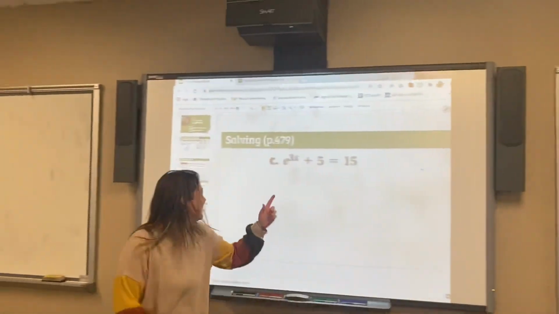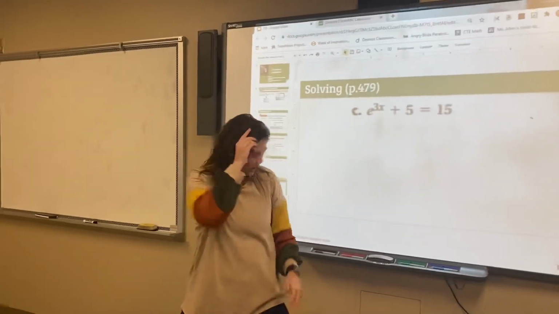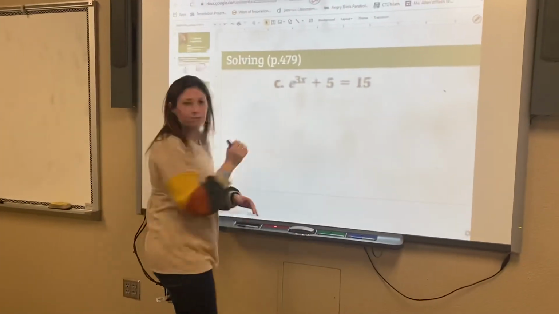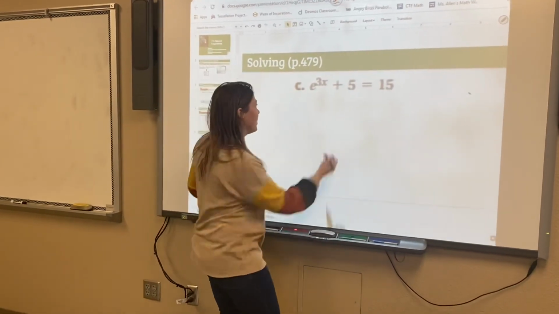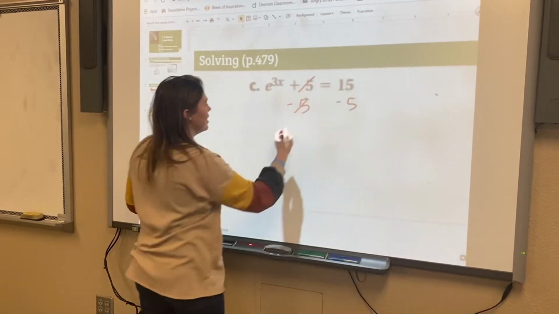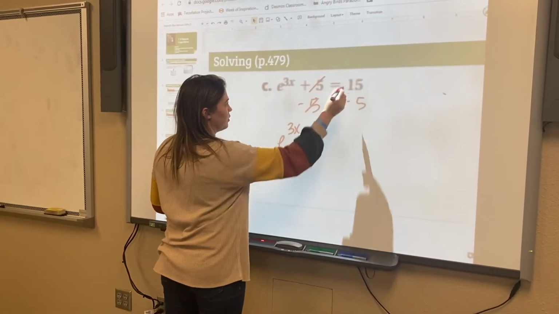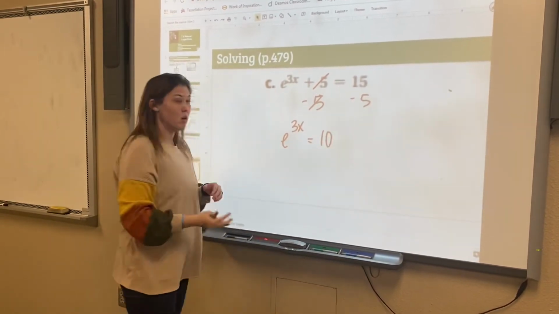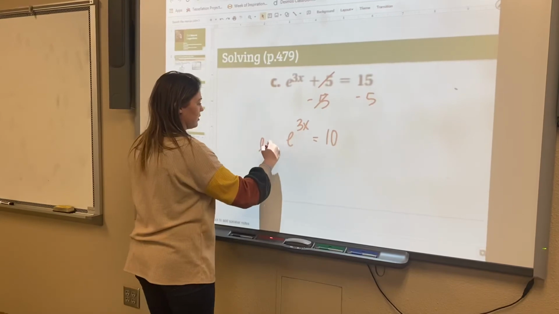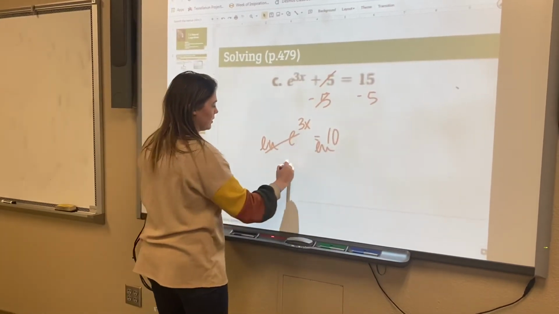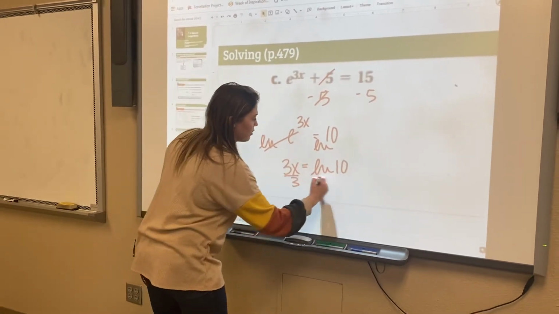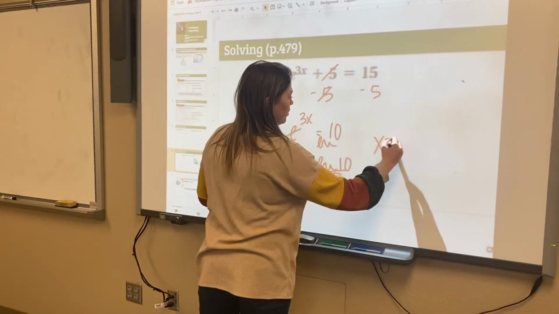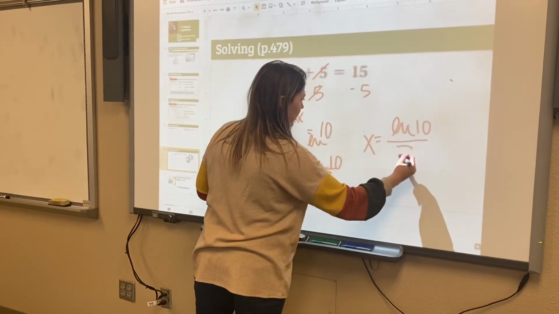Okay. Now, let's do e to the 3x plus 5 is equal to 15. So, we want x by itself. Main goal, that's what we want. So, we're going to isolate this e to the 3x. We subtract 5 to both sides. So, we have e to the 3x power is equal to 15 minus 5 is 10. So, opposite of e, natural log. We're just going to take the natural log of both sides to cancel that. So 3x is equal to the natural log of 10. Still solving for x, divide by 3. So we have x equals the natural log of 10 divided by 3.